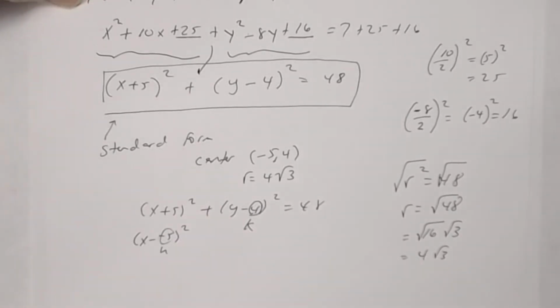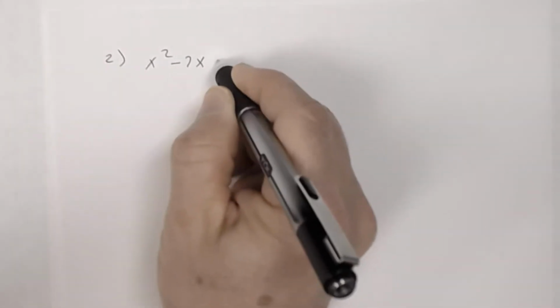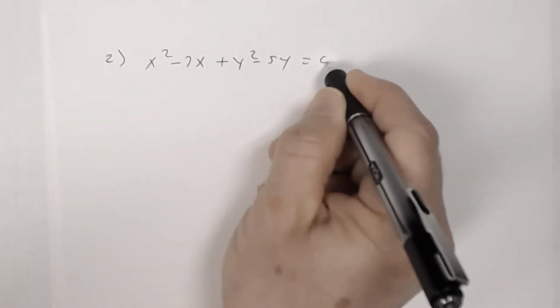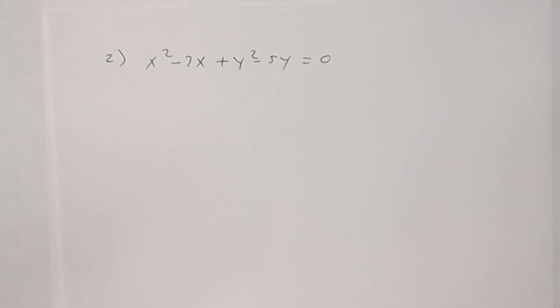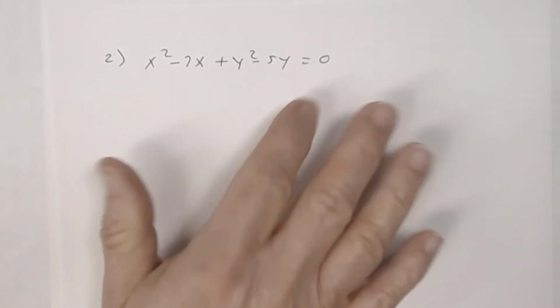Okay, so let's look at number 2. So in number 2, we have x squared minus 7x plus y squared minus 5y equals 0. All right, so x squared minus 7x plus y squared minus 5y equals 0. Okay, so it is in general form because I do have all the terms on one side, 0 on the other.